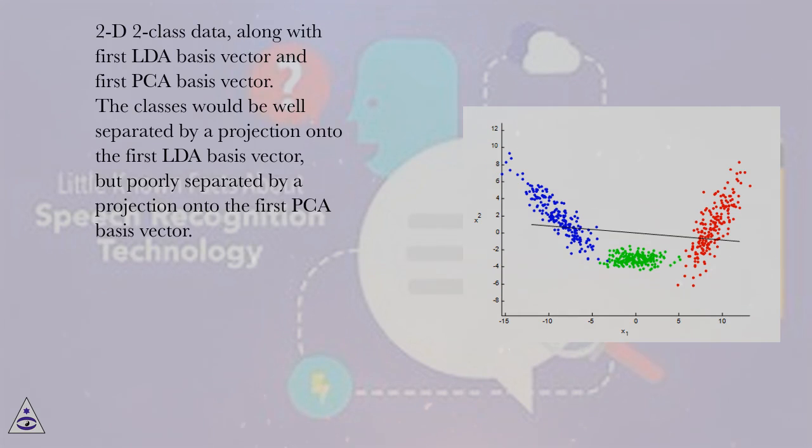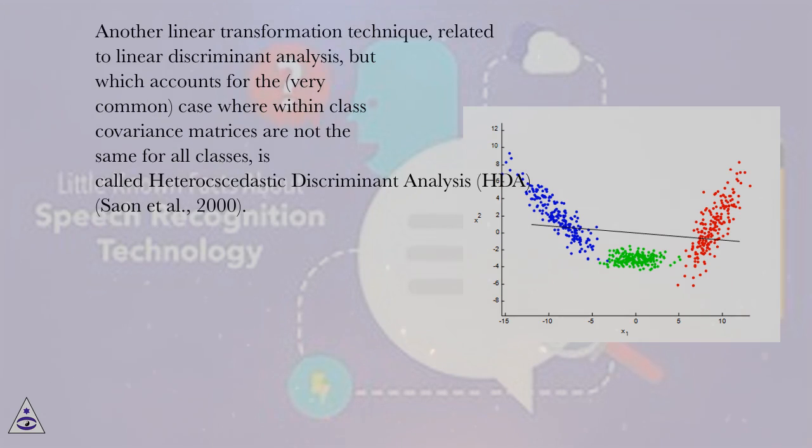The classes would be well separated by a projection onto the first LDA basis vector, but poorly separated by a projection onto the first PCA basis vector. Another linear transformation technique, related to linear discriminant analysis, but which accounts for the very common case where within-class covariance matrices are not the same for all classes, is called Heteroscedastic Discriminant Analysis, HDA, Saon et al., 2000.